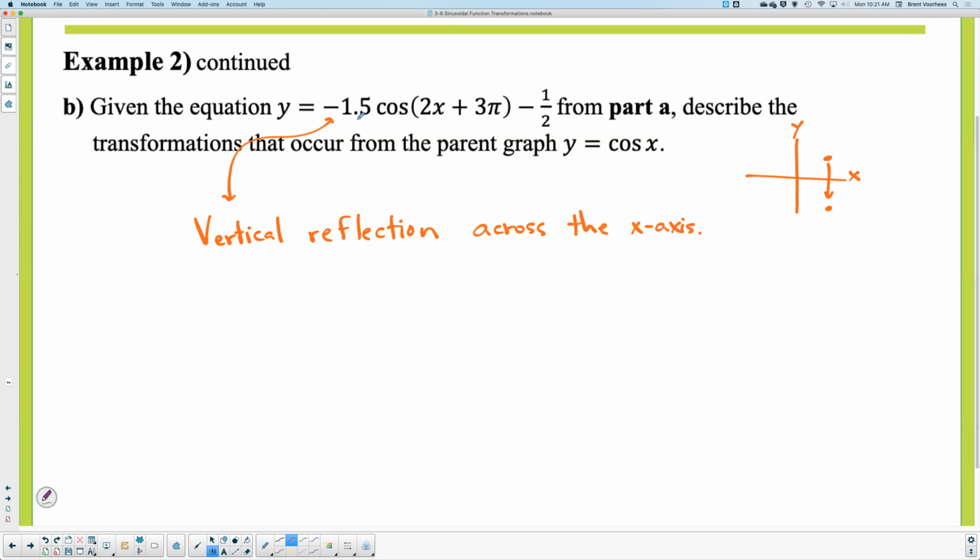Okay, secondly, what about this 1.5? That is a vertical dilation. Very good. We're multiplying y values. A vertical dilation by a factor is what you'd say. That means to multiply.